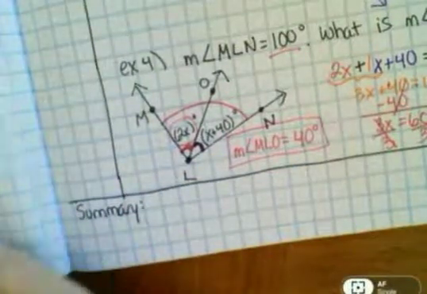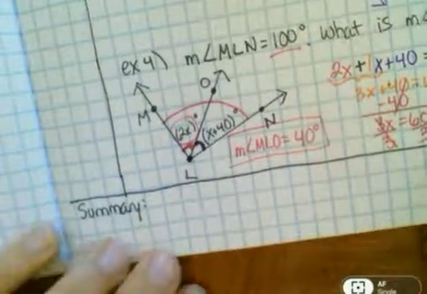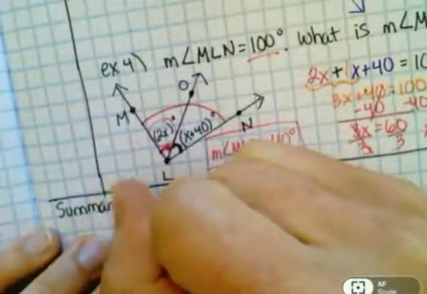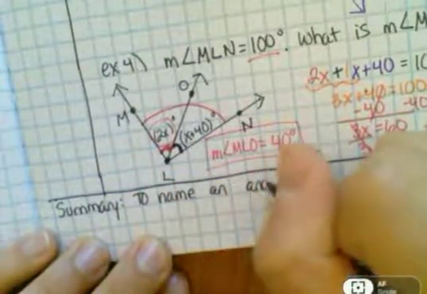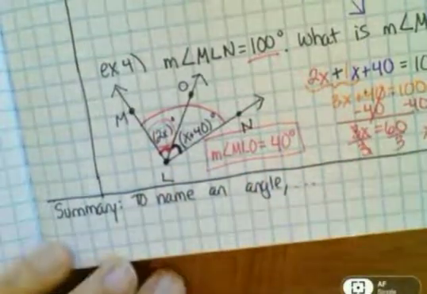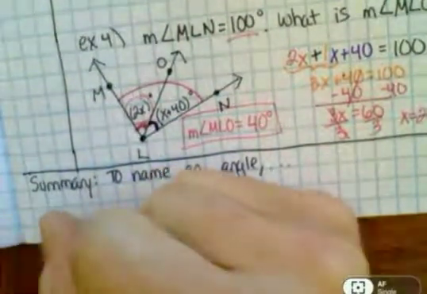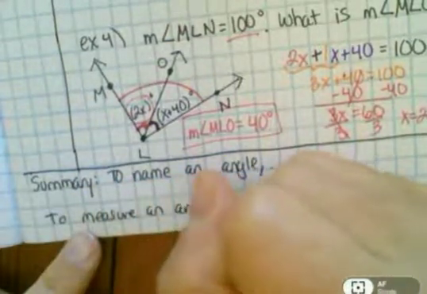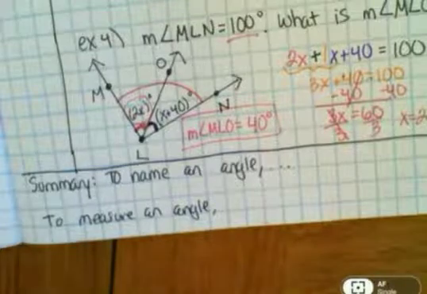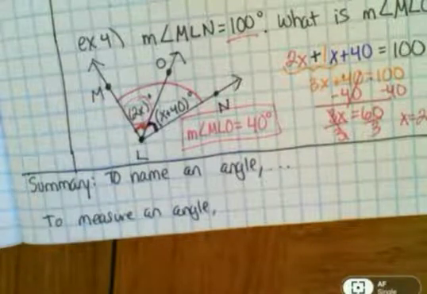So the essential question was, how do you name and measure angles? That's kind of a two-parter. So to name an angle, and we talked about several ways to name an angle, so go ahead and list them all. And then to measure an angle, we use a protractor, but specifically I want you to talk about how to line it up so that you get the right measurement. So a few sentences there, and that's it for today.